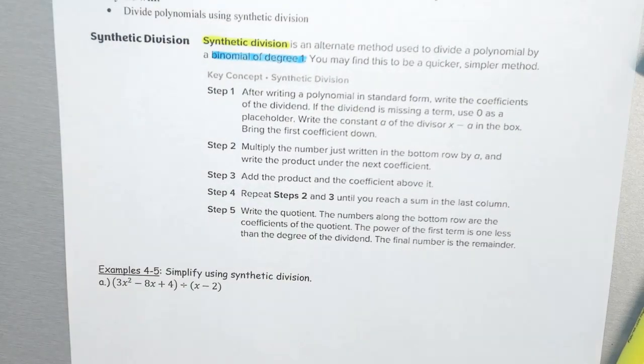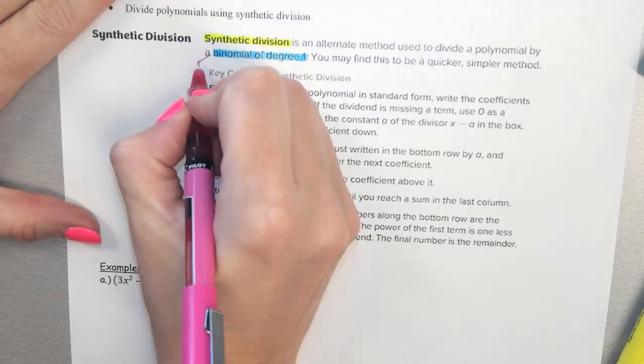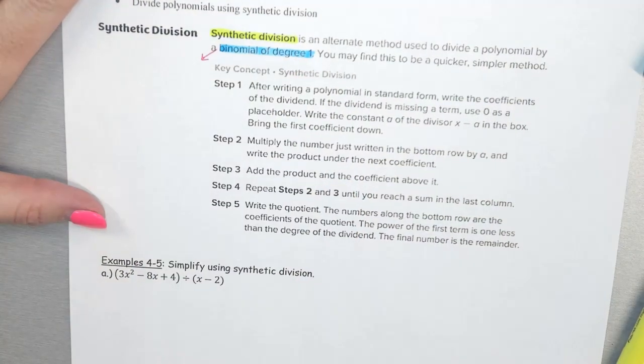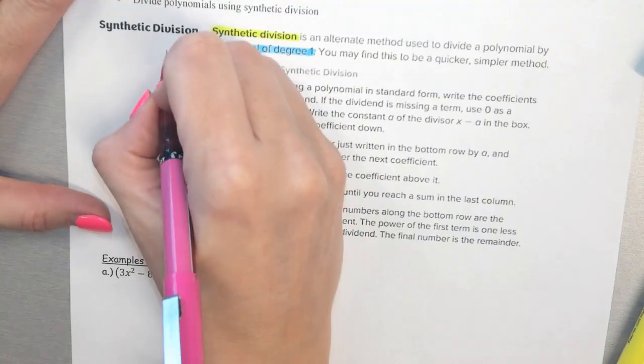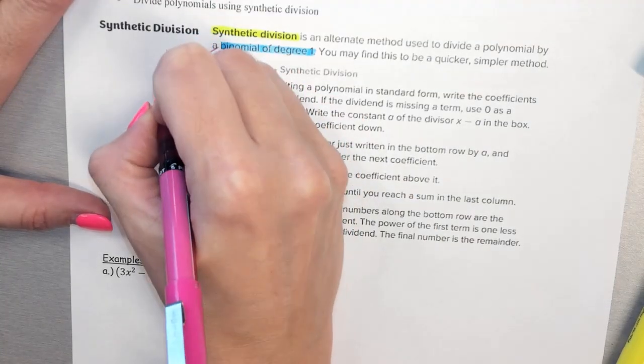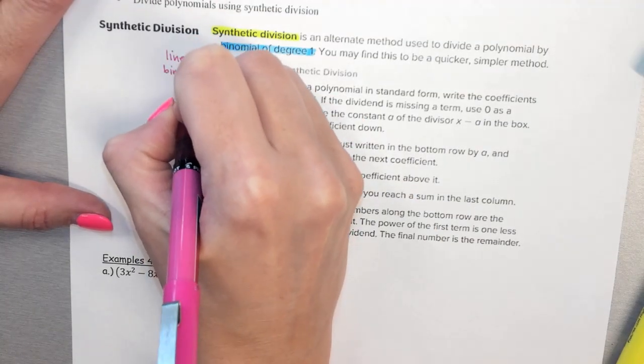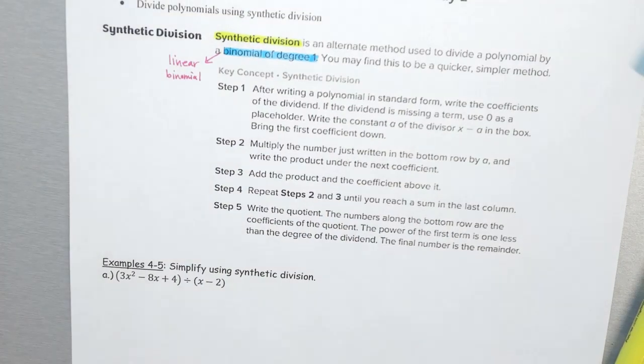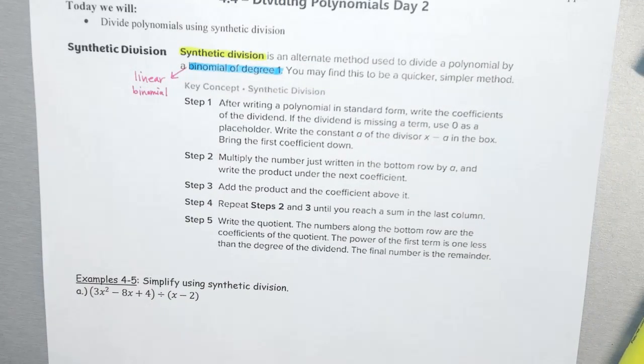So if it has the degree of 1, what kind of function is it? Linear. Yep, okay, so it just has to be a linear binomial in order to use synthetic division. And once you get the hang of it, I do think you're going to like it. It is simpler. We're going to be using mental math.